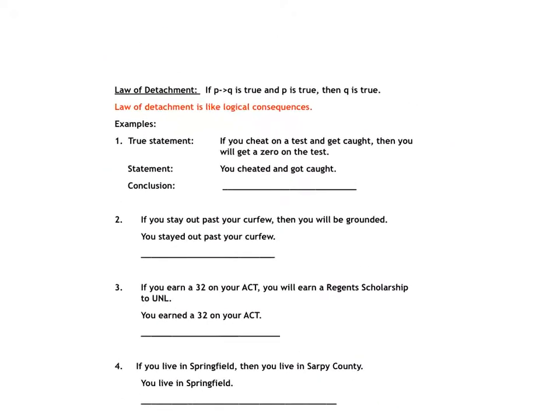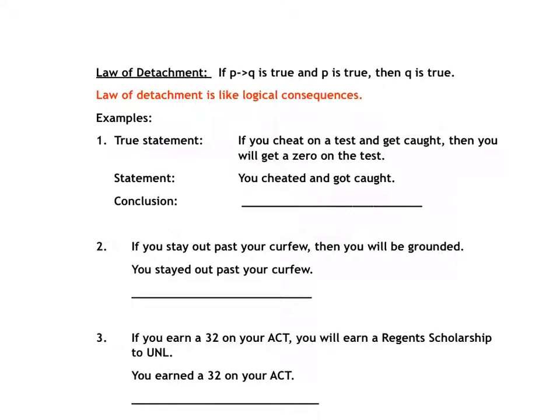So, okay, let's start with the law of detachment. I call the law of detachment the law of logical consequences. The first thing that the law of detachment will do is give you a true conditional statement. The conditional statement is always the first statement. If you cheat on a test and get caught, then you will get a 0 on the test. True statement. The second part is just a statement that says what happened: you cheated on the test.